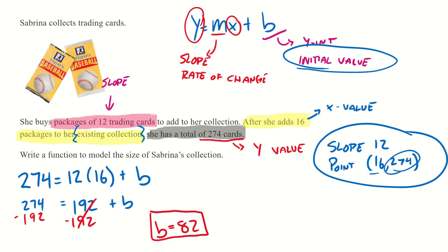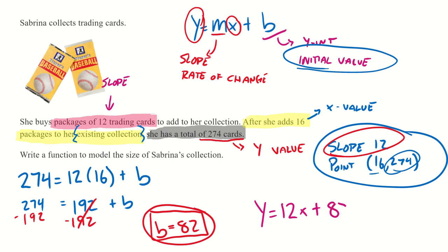So she started her collection with 82 cards, and she's buying packs of 12 to get to her final value. So if we know our slope and we know our y-intercept, we can write our equation. y equals 12x plus 82. That means however many packs she buys, we can figure out her total number of cards, because we know every pack has 12 cards and she's starting with 82 cards.